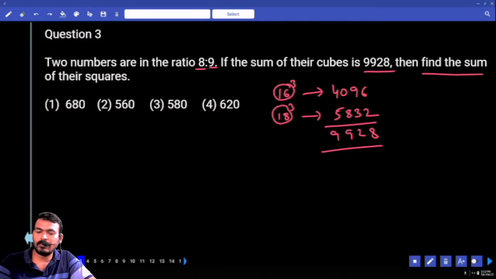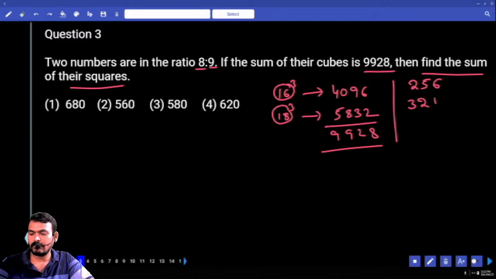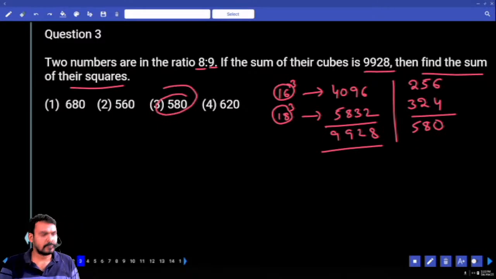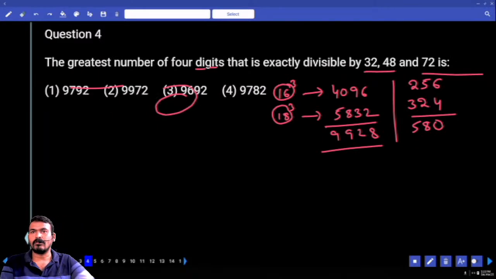But we required the sum of their squares. What is 16 squared? 256. What is 18 squared? 324. Both are adding or subtracting? Adding. Total it is 580. Which option? Third one.